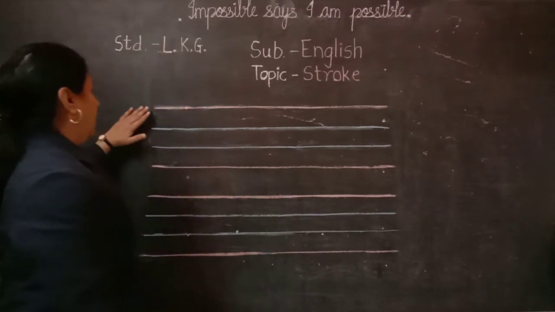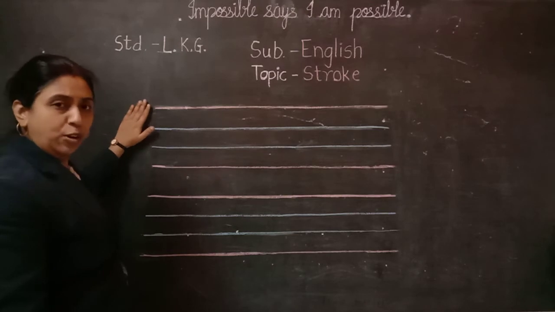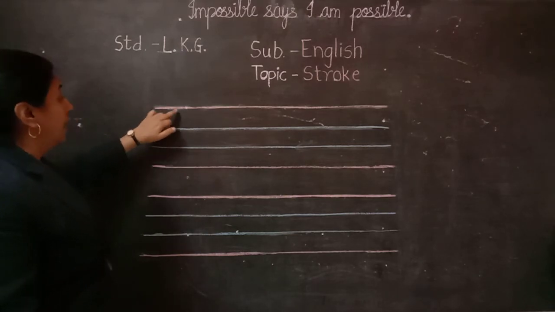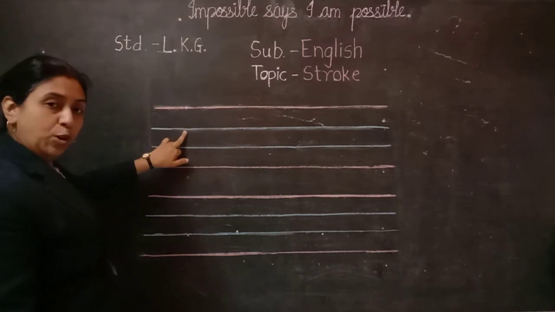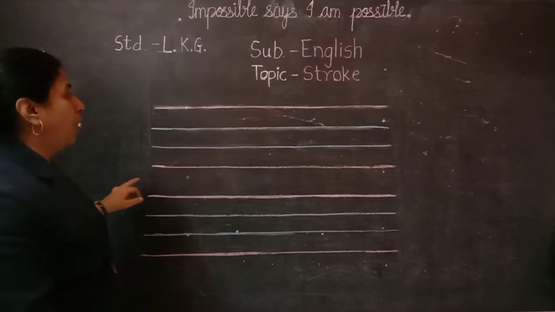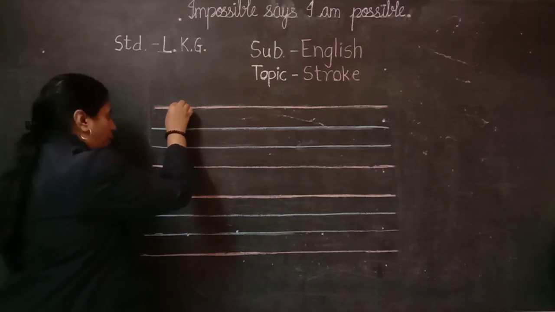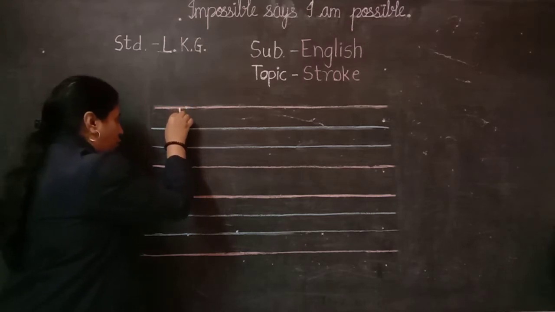Look here. There are 4 lines in your notebook. In your 4-line notebook there are 4 lines: red line, first blue line, second blue line and red line. So you have to start from the red line.